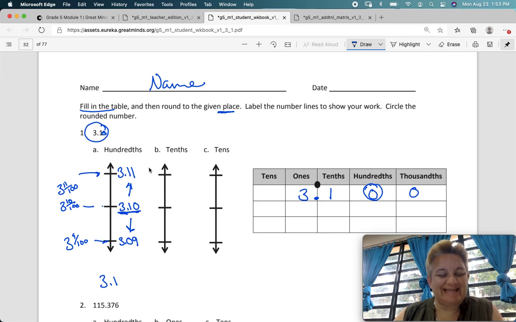Now let's go to the nearest tenth. Okay, so 3.1, right, and then here we'd have 3.0 and 3.2, okay, the nearest tenth. Now it's already at the tenth.